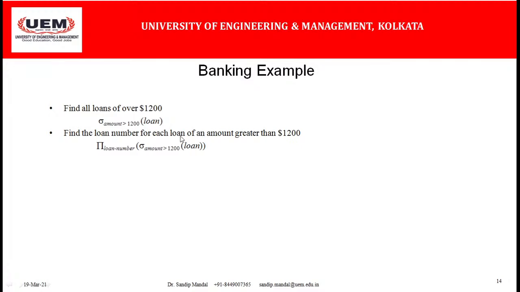Find the loan number for each loan, meaning find the loan number from the loan table. That's why I use project on the loan number from the loan table, but here a subquery part is there: from those loans where the amount is greater than 1200. So that is the simple meaning. First we select all the tuples from the loan where the amount is greater than 1200, and from these tuples or rows you just find the loan number column.